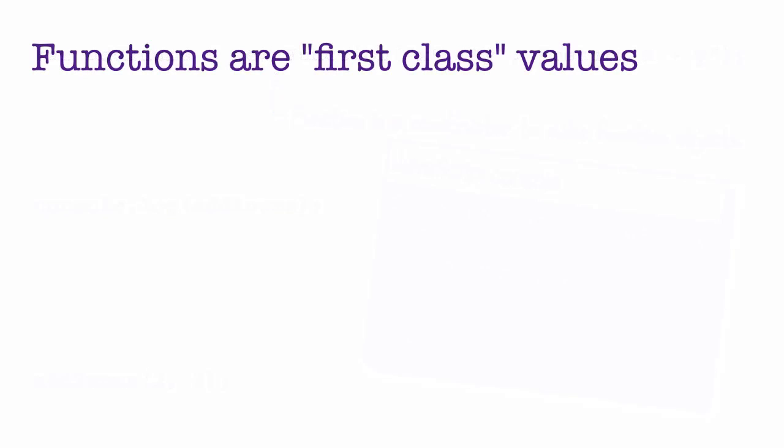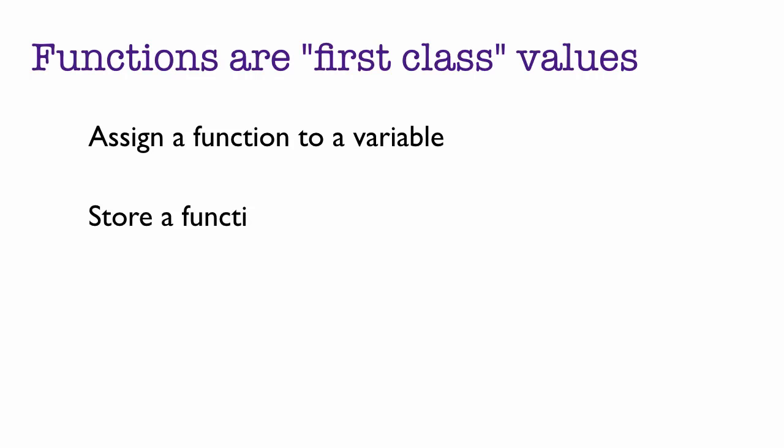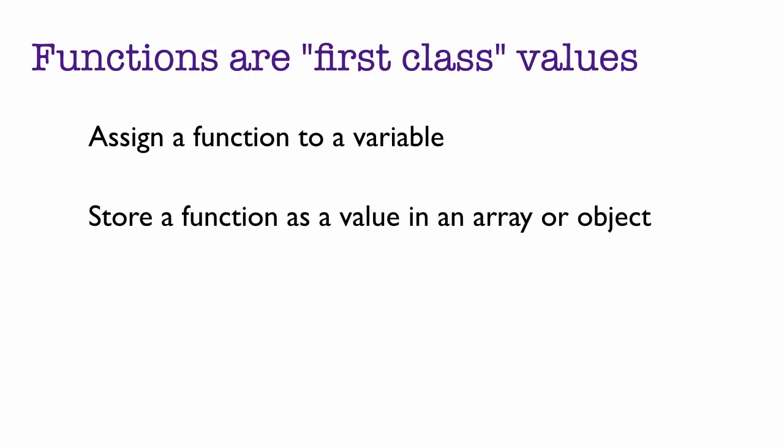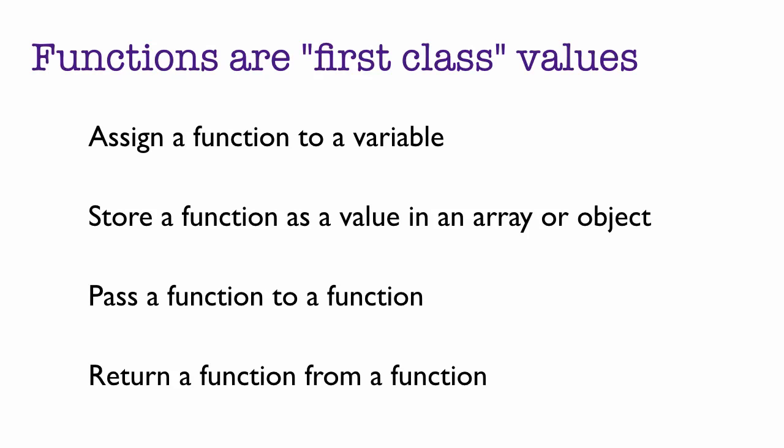One thing we spend quite a bit of time on in Chapter 10 of Head First JavaScript Programming is the idea that functions are first-class values, which means that you can assign a function to a variable, store a function as a value in an array or object, pass a function to another function, or get a function back from a function. Once you understand that a function is an object, it's much easier to understand this concept of a function being a first-class value.